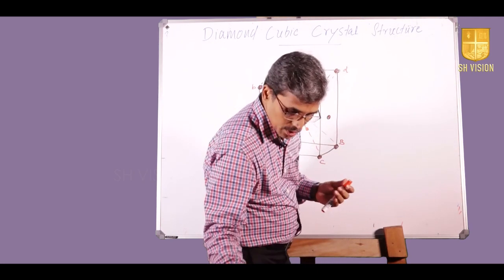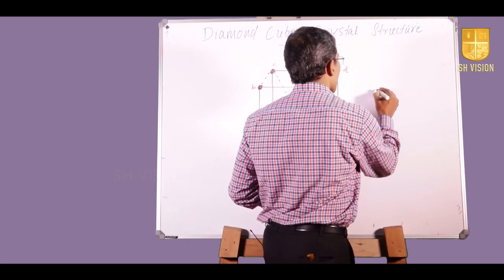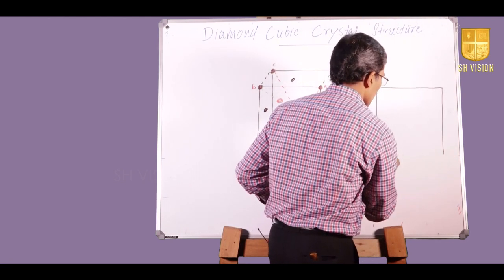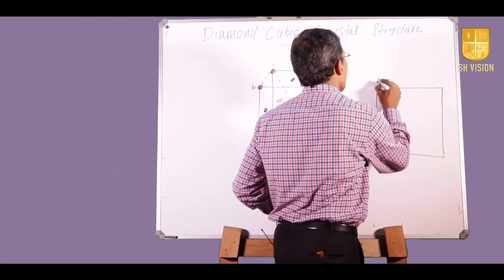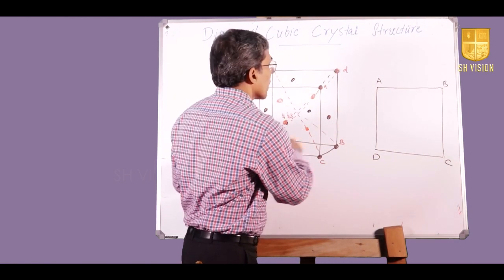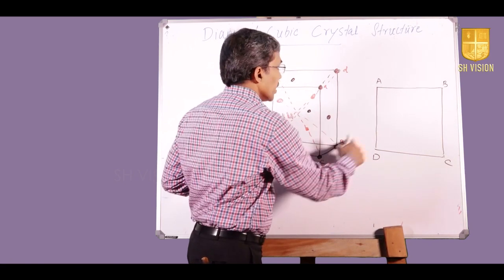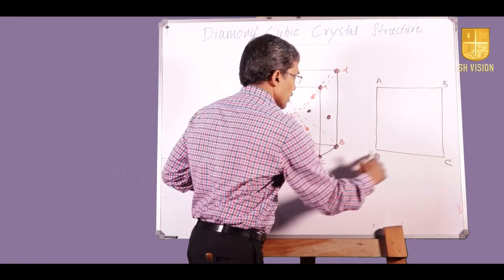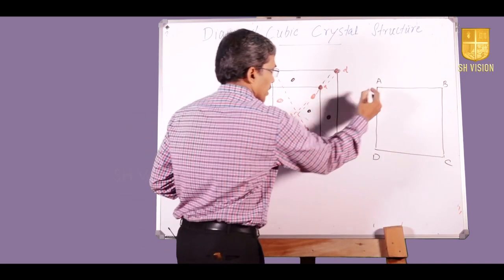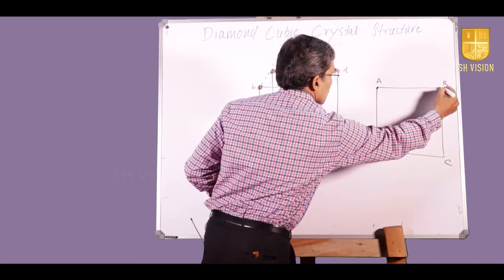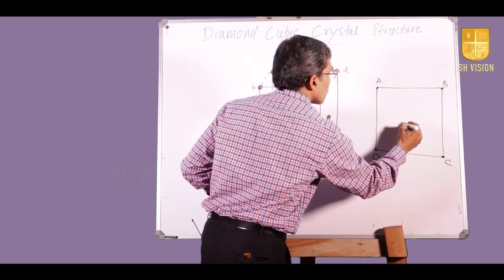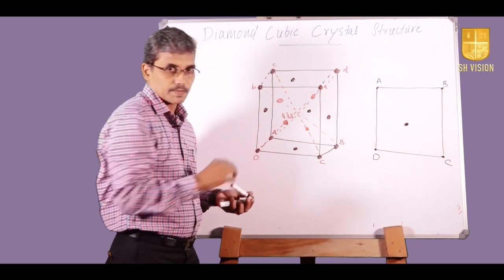So I draw this ABCD. This is A, this is B, C, D. I have marked A here, B here, C here, D. So this is nothing but the bottom plane. These bottom planes have 4 corner atoms and 1 face-centered atom. Now we are taking the projection.